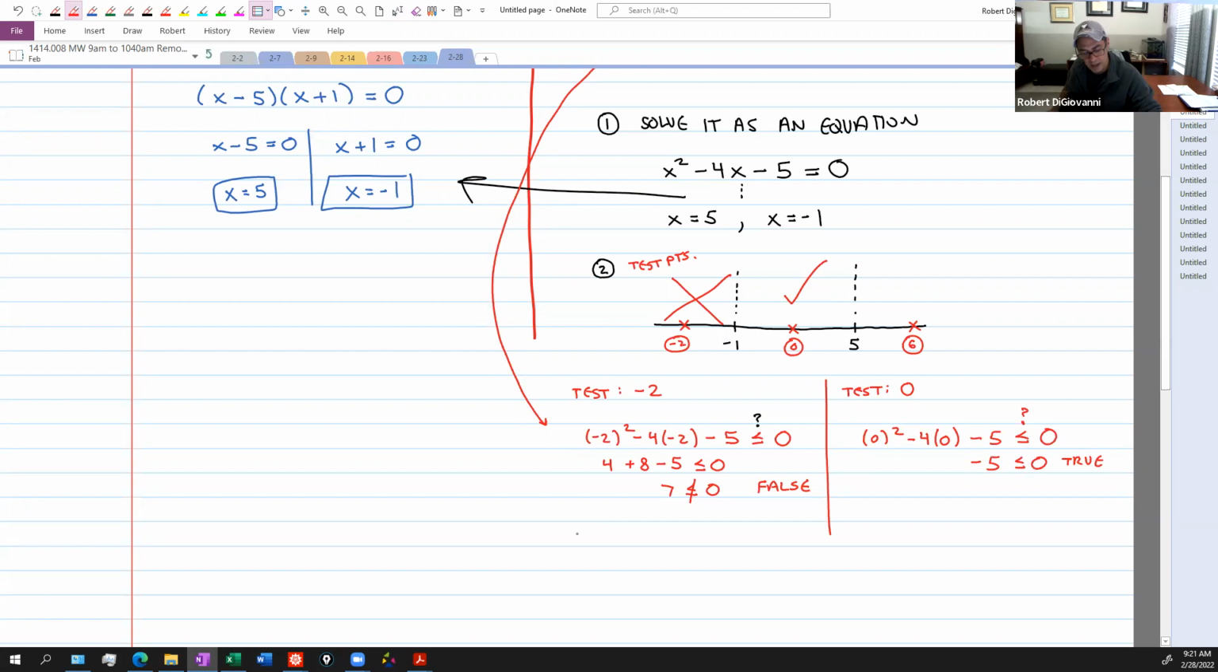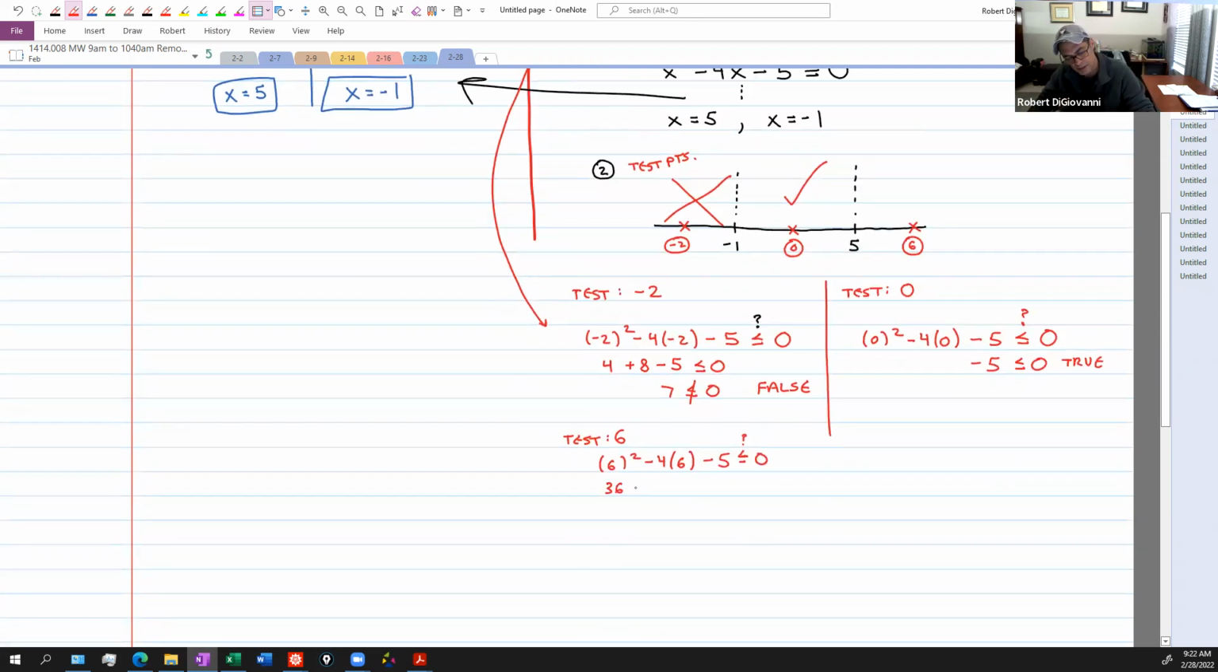And then we have one more point to test. We test 6. And that'll give us, let's see, 6 squared minus 4 times 6 minus 5, less than or equal to 0. That's the question. This is 36 minus 24 minus 5. This is not less than 0 because that gives you 12, that gives you 7 again. Is that right? Yeah, 7, I believe. This is not less than 0. This is false, which tells us that nothing over here works.